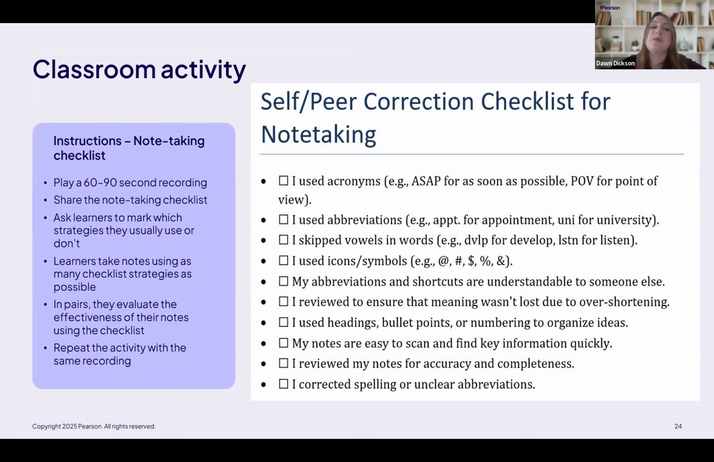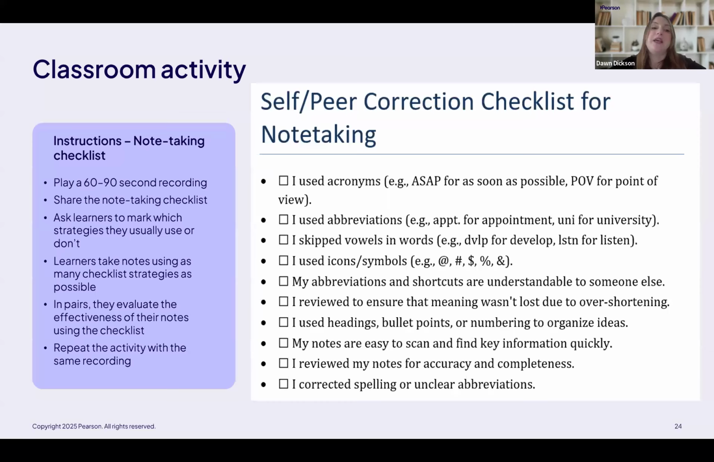So here's an idea that we've got for you. It's called a note-taking checklist. It can be used individually for self-correction, or it could also be used for group activities as a peer correction checklist. And you can see the various items on the checklist there ready to be checked off.